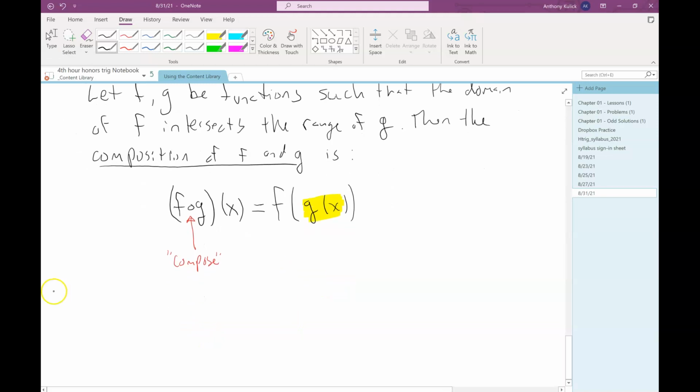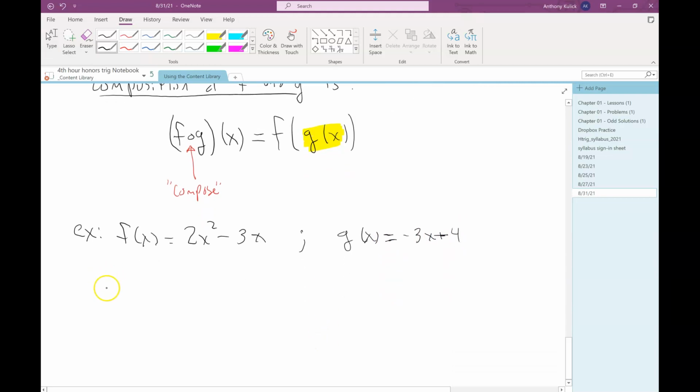So let's do a couple of examples. Let's say f of x is 2x squared minus 3x, and g of x is negative 3x plus 4. Let's run through a couple of examples here.